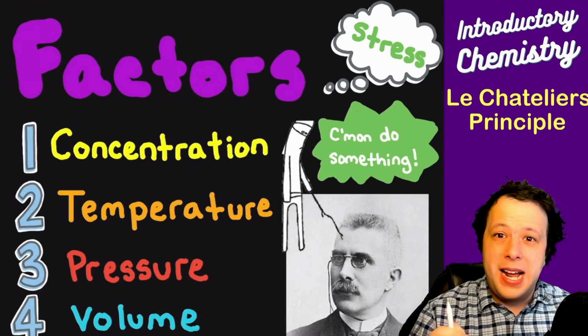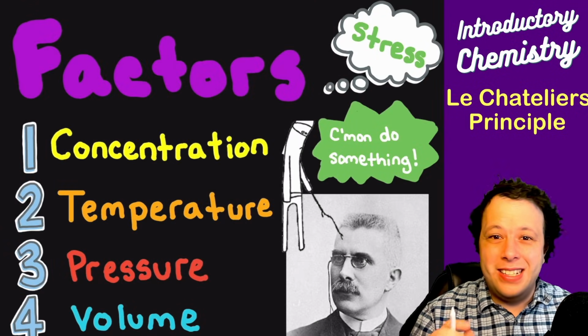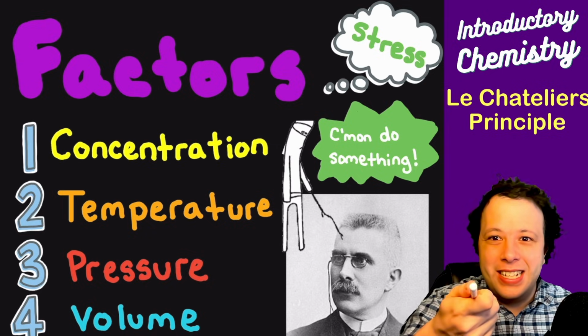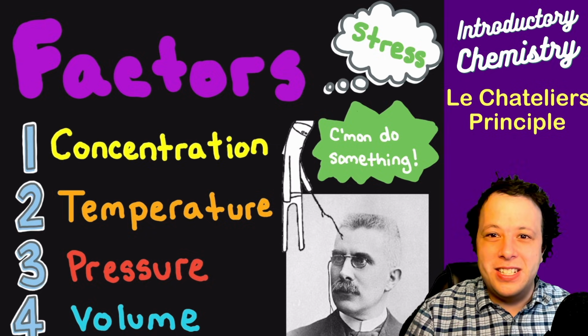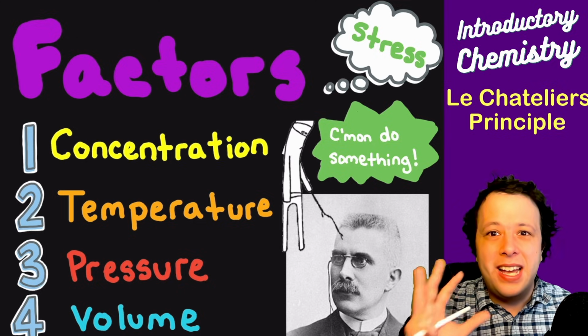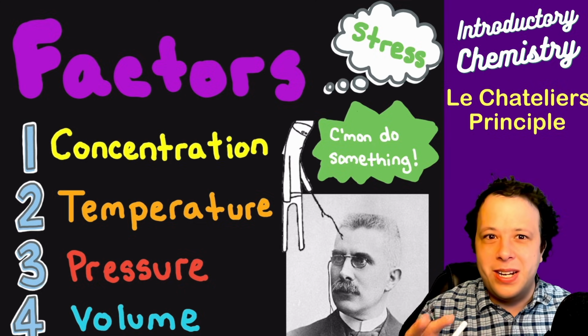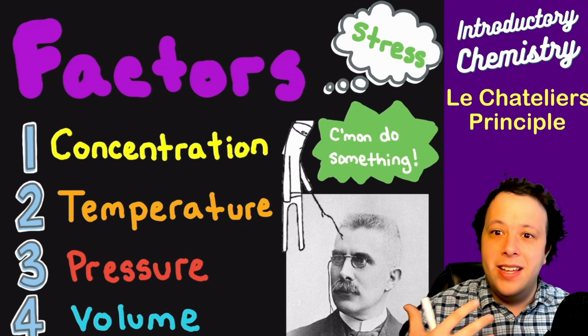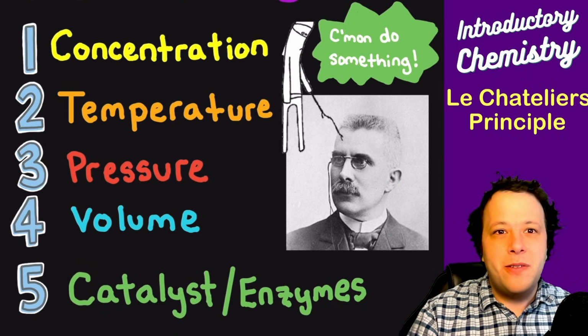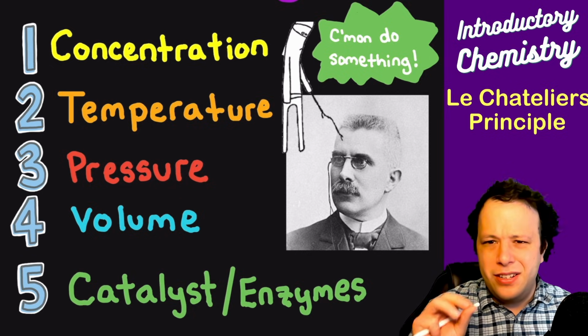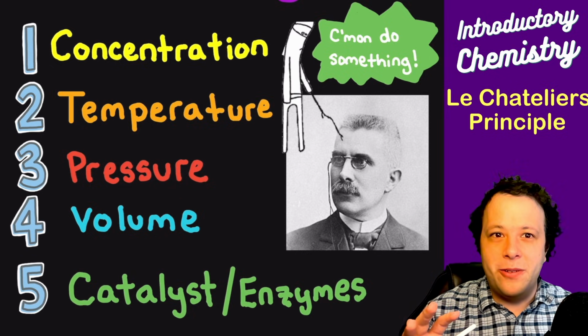So with the different factors, what we're going to be looking at is, in a way, poking the reaction with a stick and asking it, hey, can you go do something right now as a reaction? That's what Le Chatelier's principle was all about. He determined that whenever we change something in a chemical reaction, the system would respond. And mainly it boiled down to about 5 different major factors.